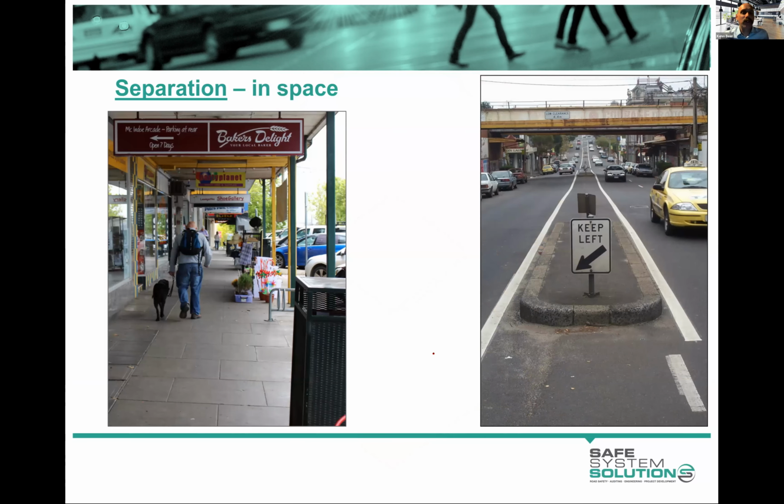Separation in space, of course, is where we create refuge islands in the crossing. We have separation with footpaths, sidewalks, and the like. We're providing that space and can provide us some really good safety outputs as well.